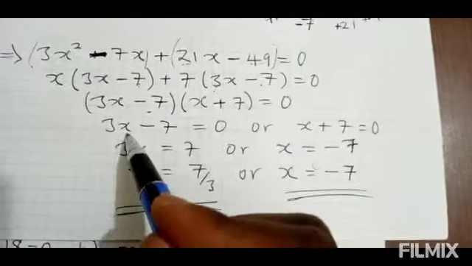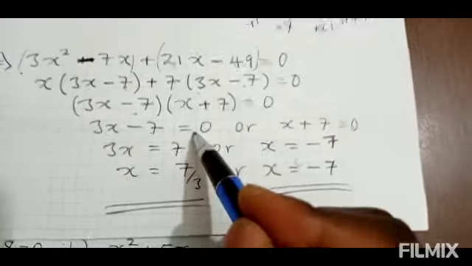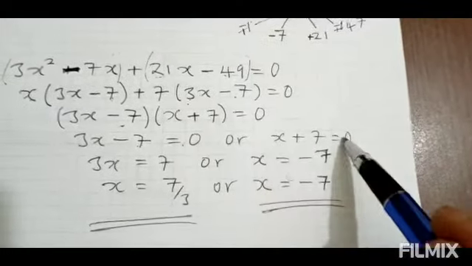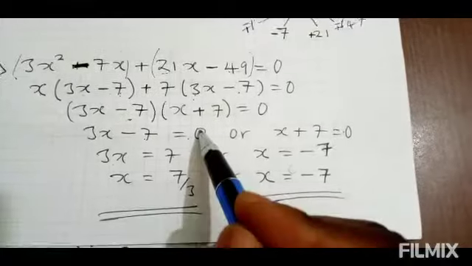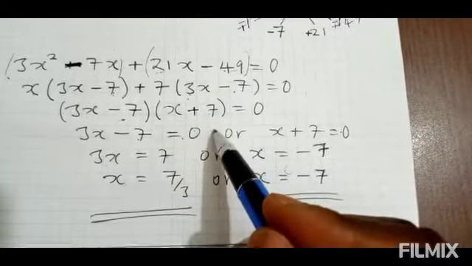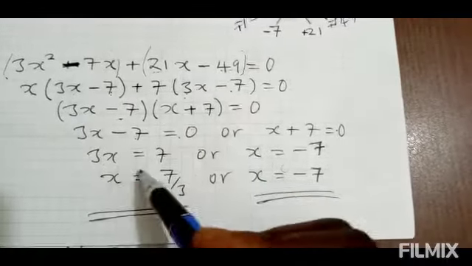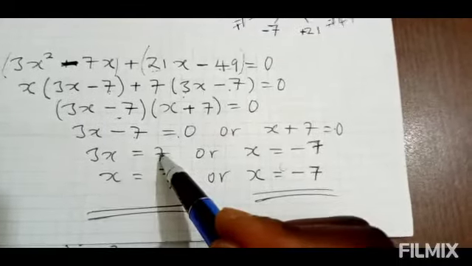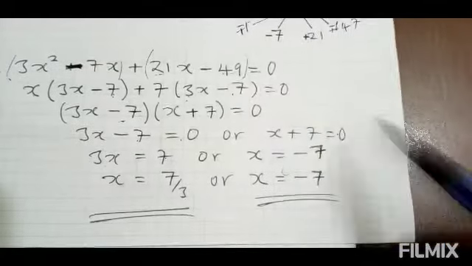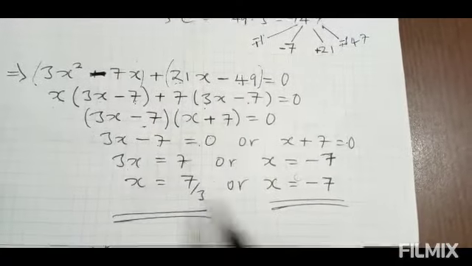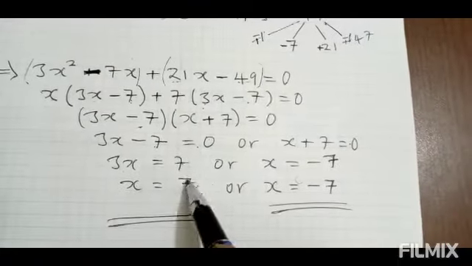So either 3x minus 7 is equal to 0 or x plus 7 is equal to 0. When you take 7 to the other side of the equation, 3x is equal to 7, or x is equal to minus 7. So x is equal to 7 over 3, or x is equal to minus 7.